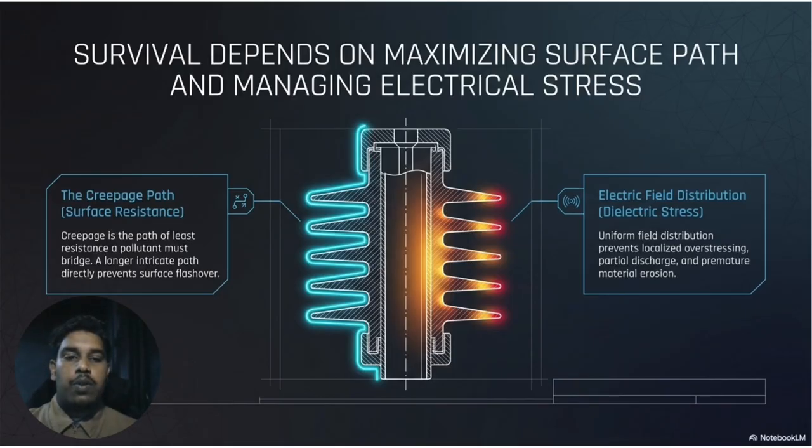Then we move to our concept of the design. The main idea of our design is to increase the creepage distance so that the leakage current has a longer path to travel, reducing the possibility of flashover. We also optimize the shape of the insulator sheds to improve the electric field distribution and reduce electrical stress on the surface. By combining these two approaches, the proposed insulator can provide better performance, higher reliability, and longer service life in polluted environments.